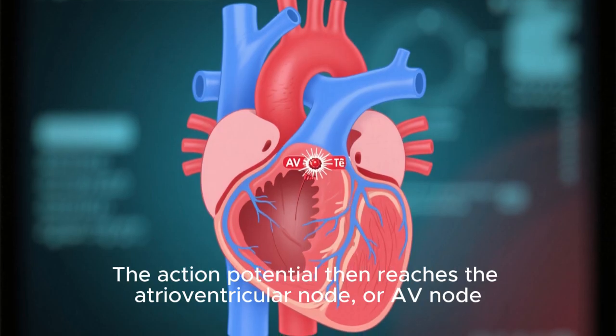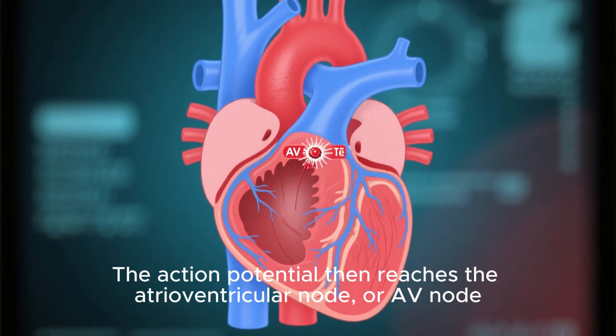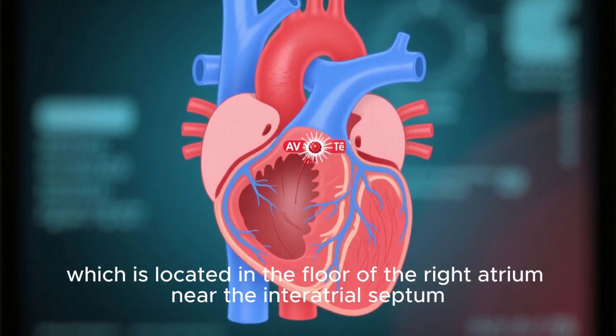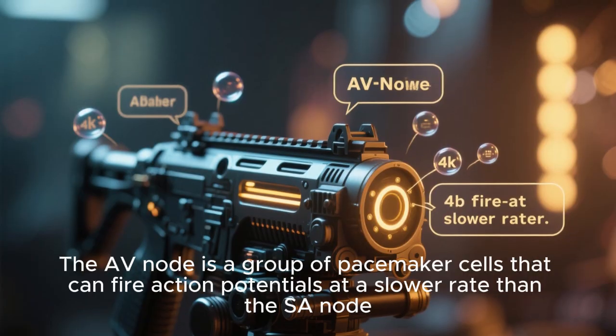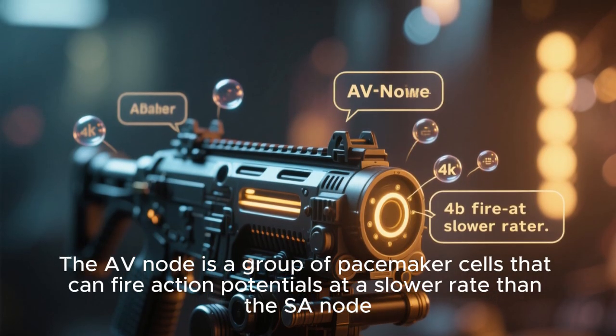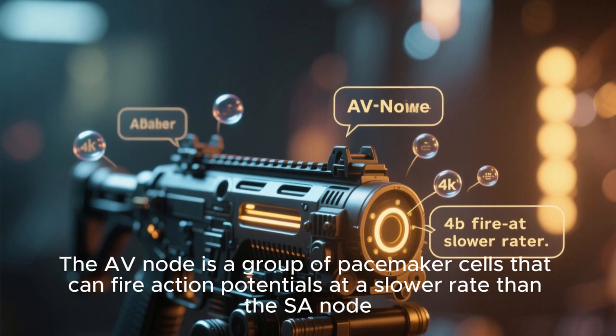The action potential then reaches the atrioventricular node, or AV node, which is located in the floor of the right atrium near the interatrial septum. The AV node is a group of pacemaker cells that can fire action potentials at a slower rate than the SA node.